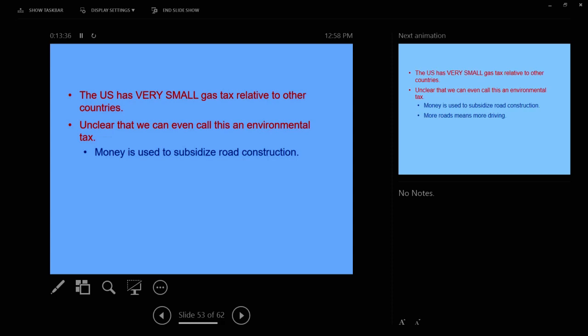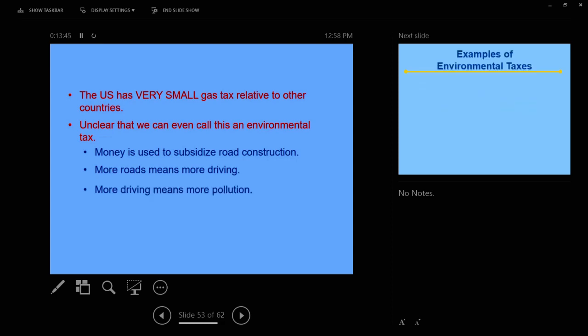When we take the tax from gas and we use it to subsidize road construction, in other words, we're going to build more roads and we're going to repair roads, is that good for the environment or is that bad for the environment? Well, clearly this is bad because more roads mean more driving, right? So better roads, we have more drivers. More driving means more pollution. So while we do put taxes on gasoline, it's not an environmental tax. So people might respond to it, but we'll have a whole unit on environmental taxes.